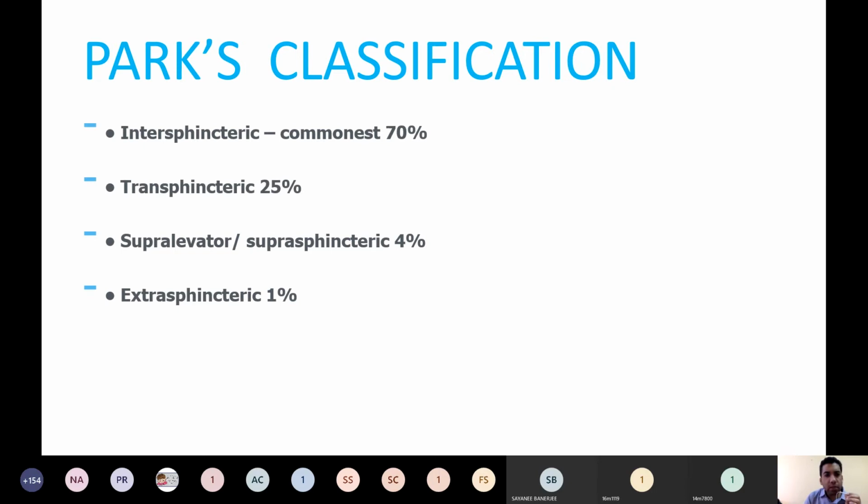Okay, there is one more classification called Parks classification. Parks classification talks about the course of the fistula. Okay, the path of the fistula. The commonest is your intersphincteric, that is up to 70% of the cases will be intersphincteric. The path will be between the internal and external sphincter. Now we have got something called transsphincteric, which traverses through both internal and external sphincter. And we have got the third one, which is supralevator or suprasphincteric. And finally, we have the extrasphincteric type. So this is based on the path it takes.